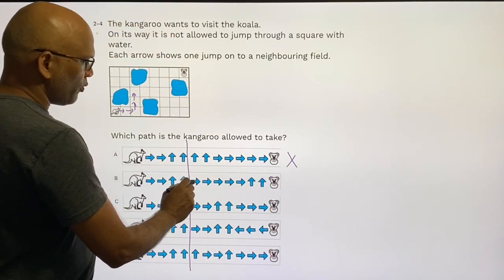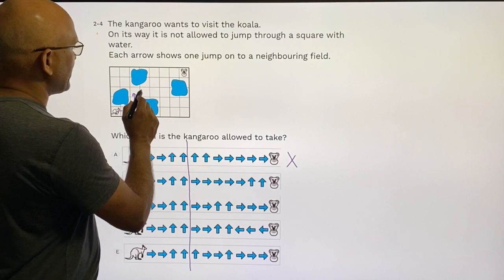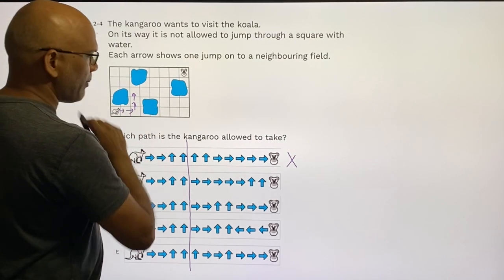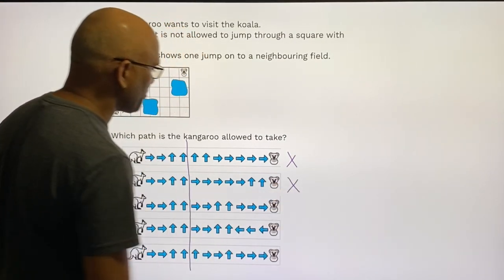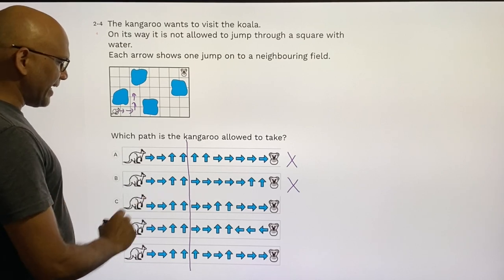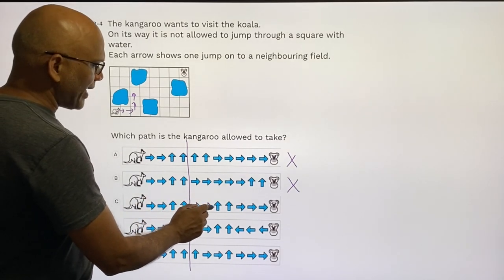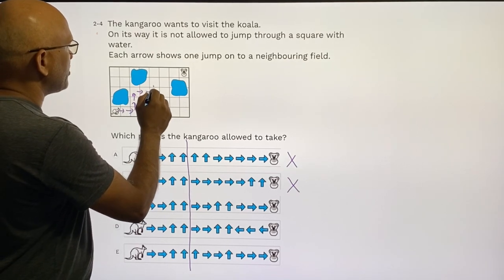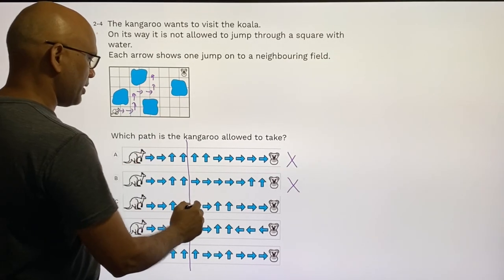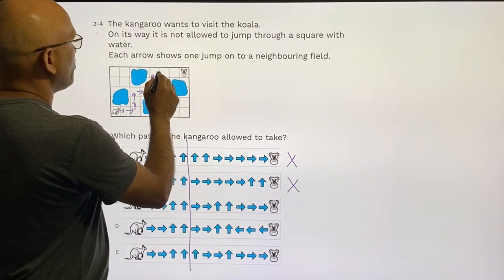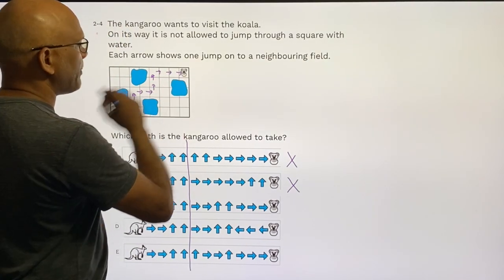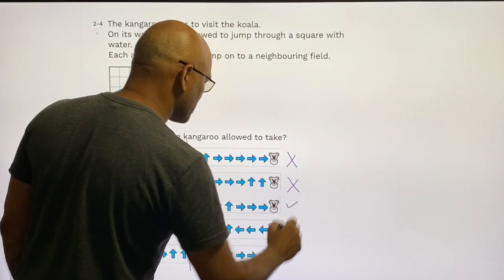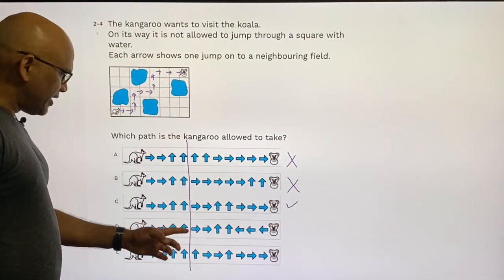Choice B, 1, 2, 3, 4 to the right. 1, 2, 3, 4, I'm on the water then. This is not possible. Choice C, 2 to the right, 2 to the up, 2 to the right, 2 to the up, and then 3 to the right. 1, 2, 3, and I'm at the koala, so it looks like this is possible. But let's double check D and E.